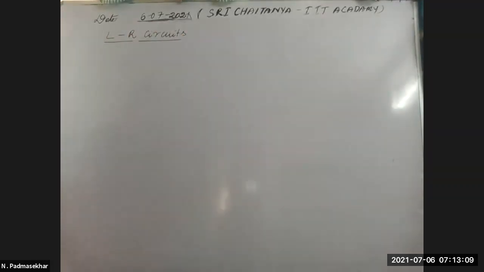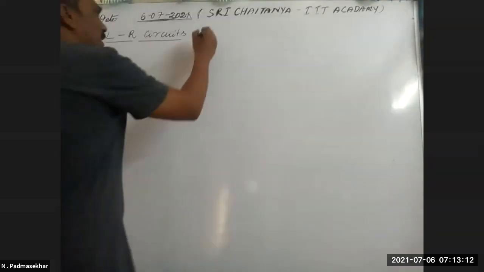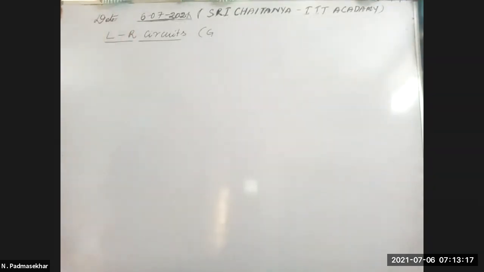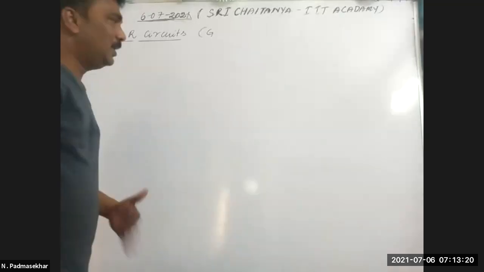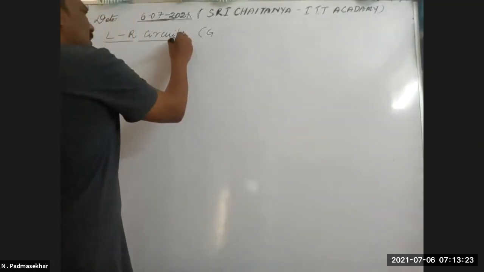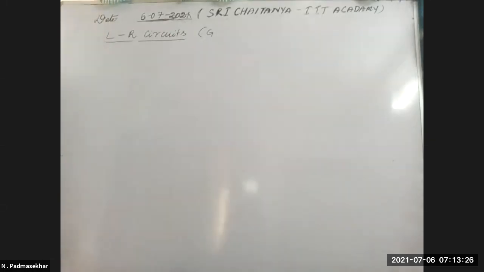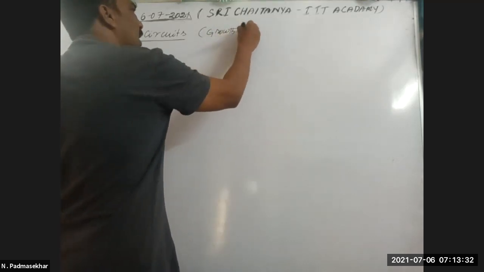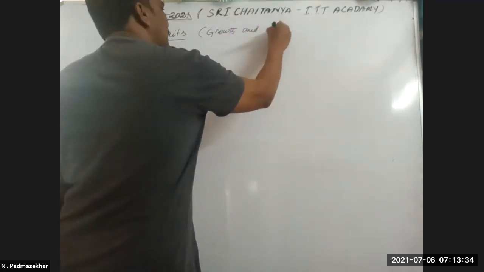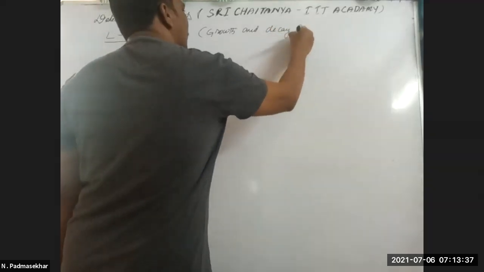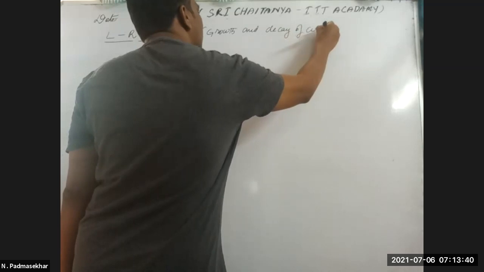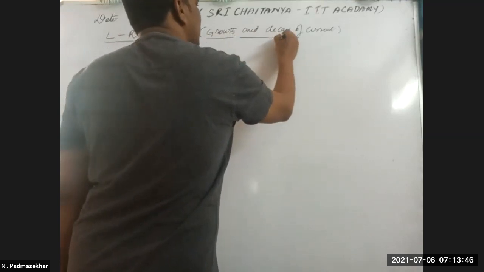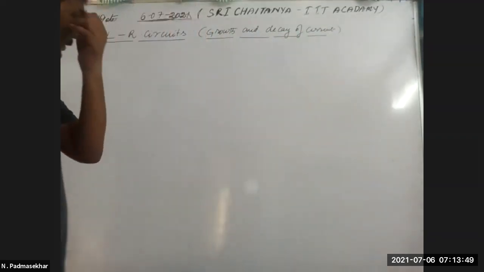In the LR circuits, there is a growth and decay of current, like RC circuits. In RC circuits, capacitors were already covered. Similar to RC circuits, there is a growth and a decay of charge in the capacitor. But here there is a growth and decay of current. Growth and decay of current.